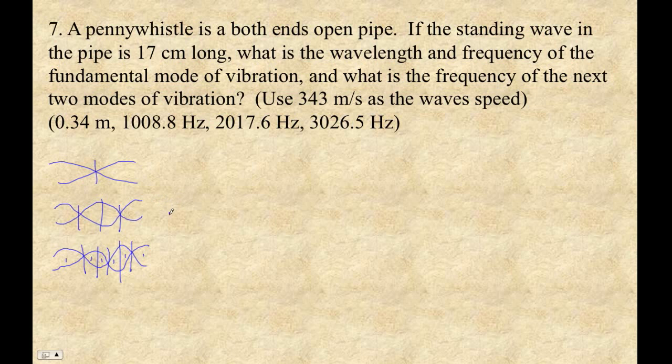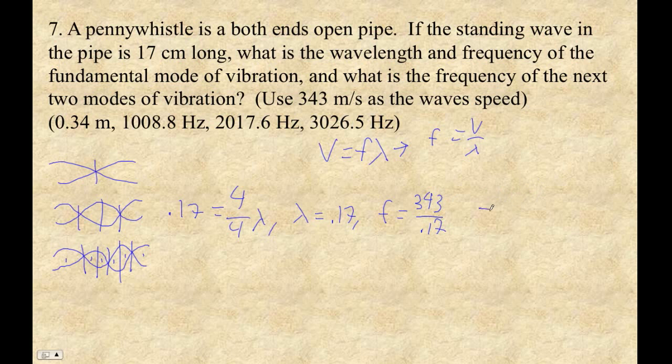So this 0.17 is 4/4 wavelengths. So therefore, of course, lambda is just 0.17, right? And the frequency is velocity over wavelength, right? And that comes from v is f lambda. Okay, so frequency is going to be 343 divided by 0.17, which is 2017.6 hertz.